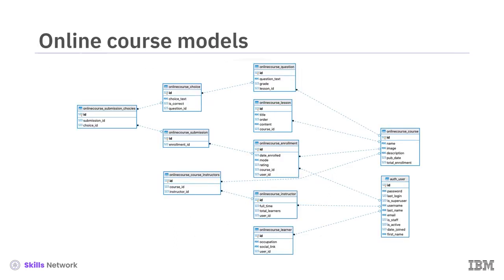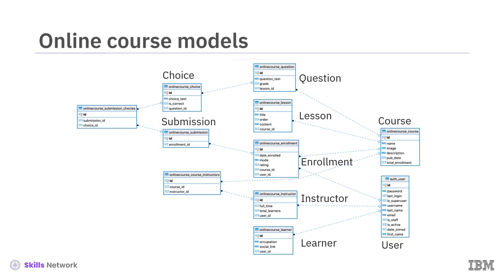Let us review the models we will be using for our online course app. The app has some common entities for an online learning application, such as course, lessons, questions, and choices. For persona, it has user, learner, and instructor. For actions, it has course enrollment and question submission.